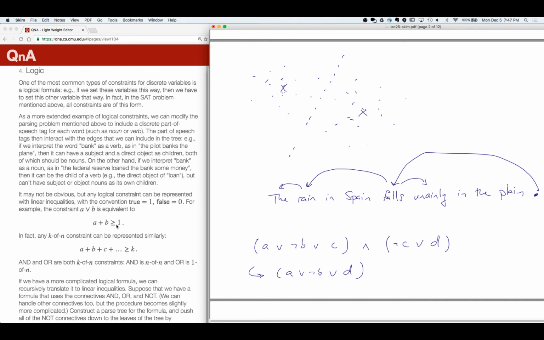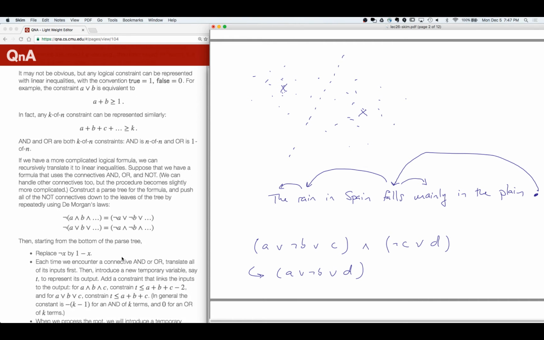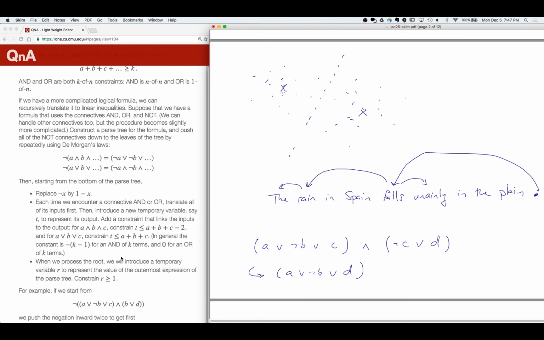And you can do any k of n constraint the same way, right? And and or are both k of n constraints, but there are more general k of n constraints. Maybe more interestingly, we can take any logical formula and turn it into linear inequalities, but I'm only going to show how to do it for a particular class, which is the class that uses and, or, and not. And other connectives are basically the same thing, but it just complicates the description a bit.